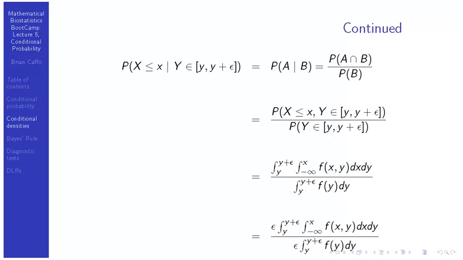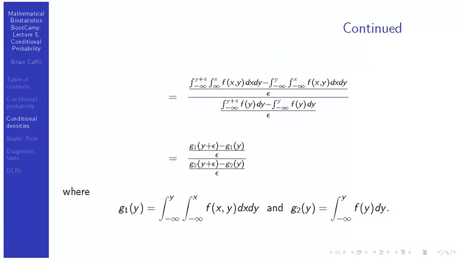So actually, let's formulate this. The probability of A given B is the probability of X being less than or equal to little x, given that Y is in the set y to y plus epsilon. And in this case, nothing has probability 0. We can just directly apply the probability formula. I don't think this is terribly important for this class. I just wanted this argument to be here for those who want to see it.